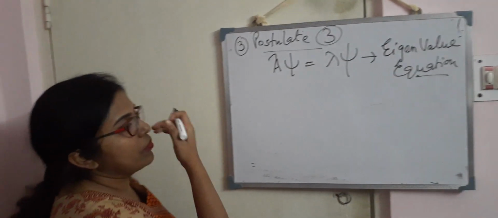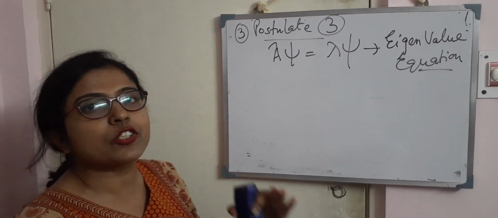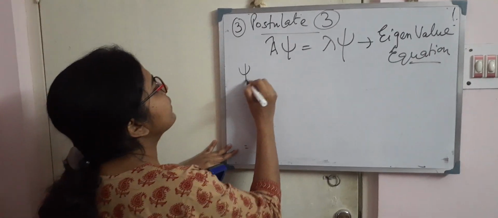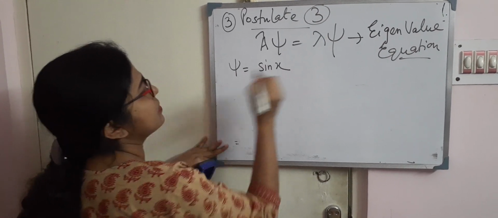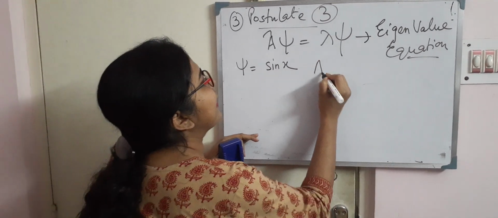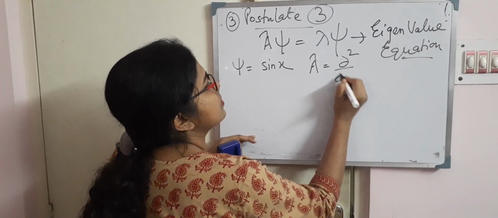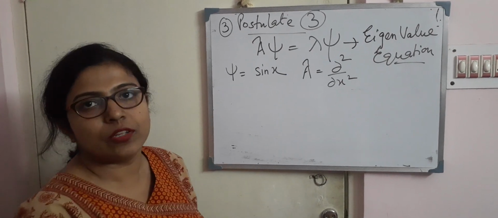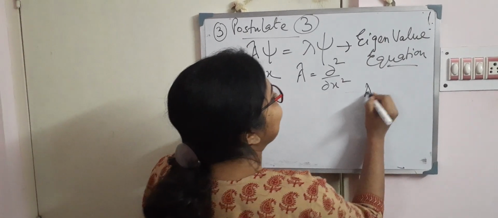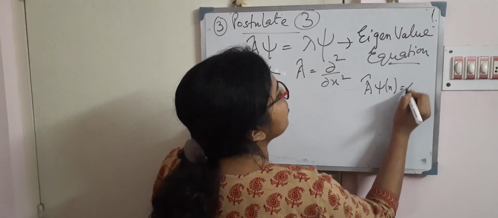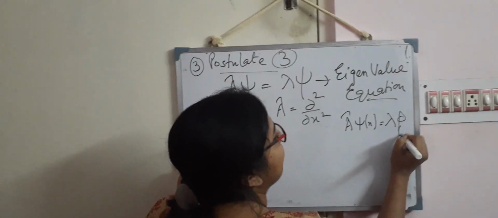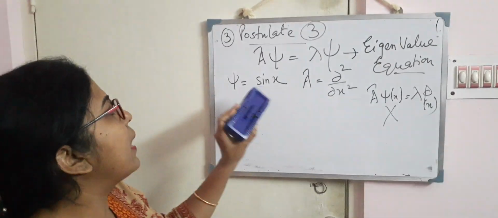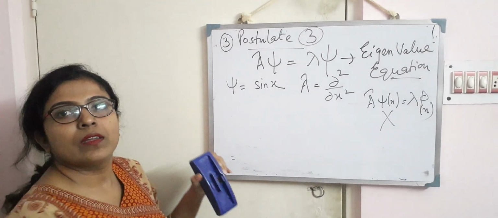Or sometimes we get problems where a function is given to us and we must check whether it is an eigenfunction or not. For example, take the function psi equal to sin x, and the operator A cap is del 2 del x square. Now I ask you to check whether this sin x is an eigenfunction. Because if A cap operating on psi x gives you lambda times some different function, say phi x, then it is not an eigenvalue equation, and psi x is not an eigenfunction.